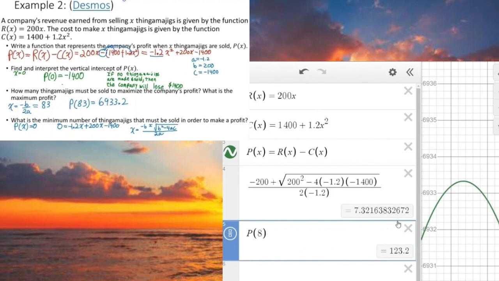That's because at x equals 7, we're still losing money. So what is the minimum number of thingamajigs that must be sold to make a profit? 8 thingamajigs must be sold in order for us to make a profit.